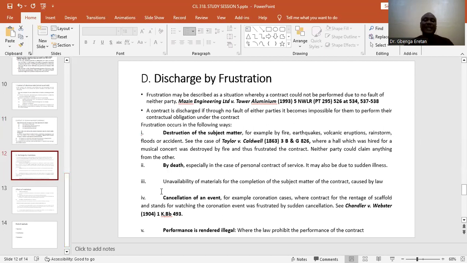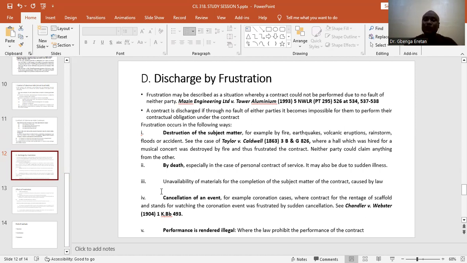Then we'll move on to the last aspect of the discharge of a contract. We say contracts could be discharged by frustration. What is frustration? Frustration is that situation which makes the parties in the contract not able to perform without their fault. So frustration is a situation whereby a contract could not be performed due to no fault of either party. They are unable to carry on the contract not because of the fault of either of the parties. So a contract is said to be discharged if there is no fault of either party, and it becomes impossible for them to perform the obligations contained in that contract.